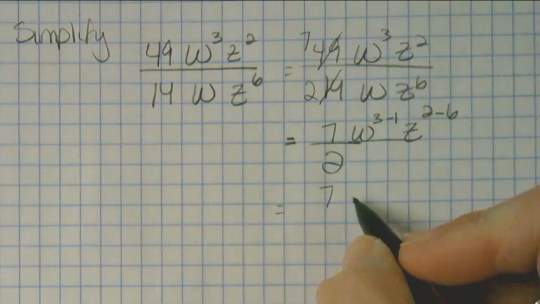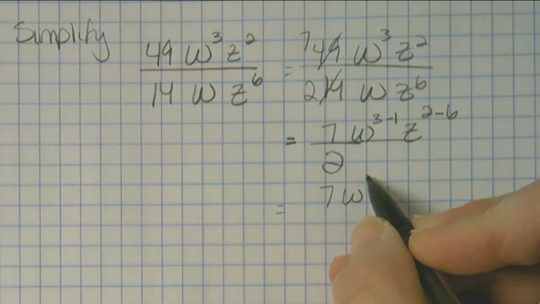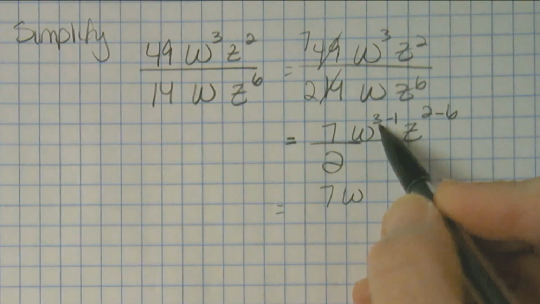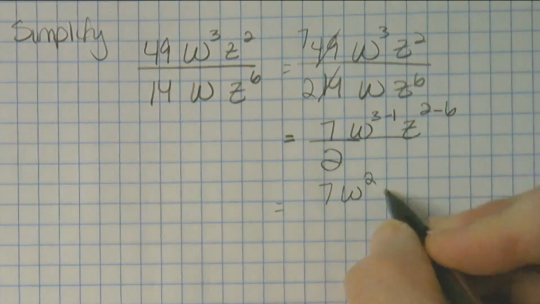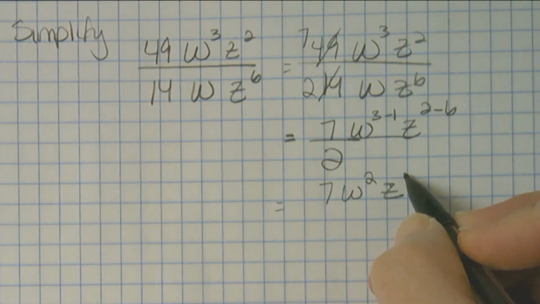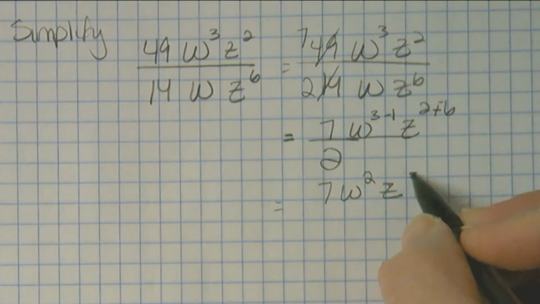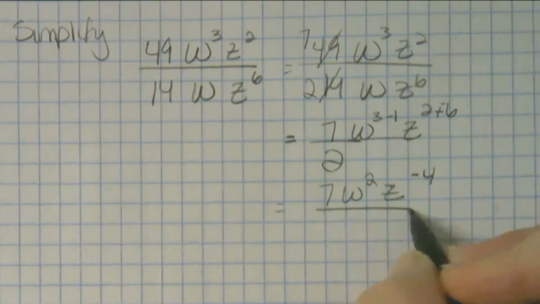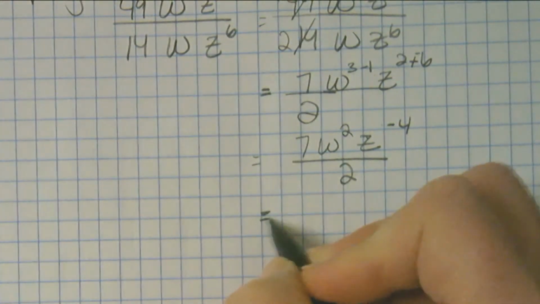All right, Addison, so I have 7W to the 3 minus 1, 2. Just to the second. And then Z to the, what's 2 minus 6? Or 2 plus a negative 6? Negative 4. All over 2. Right? Am I done, Addison?